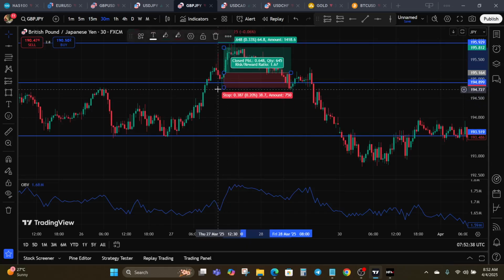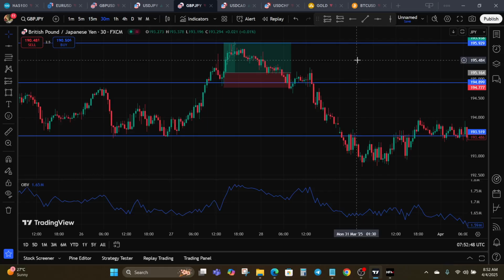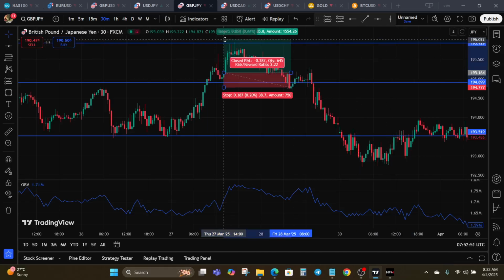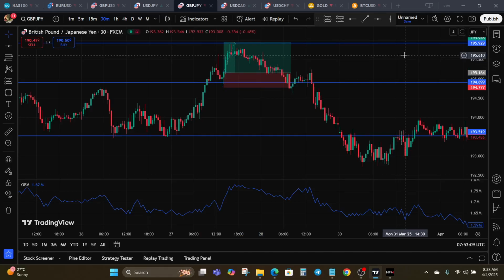And your target could be the next resistance for a buy trade. So this system prevents chasing and keeps you disciplined when volatility spikes.